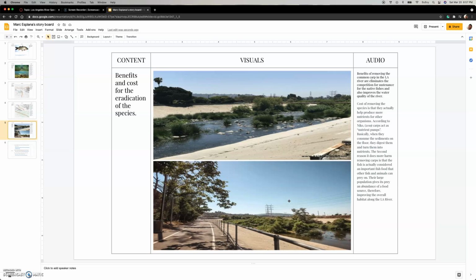Carps act as nutrient pumps. So basically, when they consume the sediments on the floor, they digest them and turn them into nutrients. Second reason it does more harm removing carps is that the fish is actually considered an important food fish that other fish and animals can prey on. Their large populations give its predators an abundance of food source, therefore improving the overall habitat along the LA River.